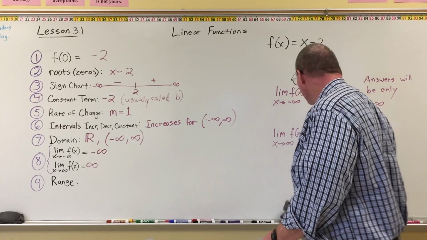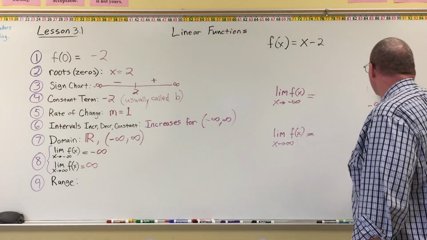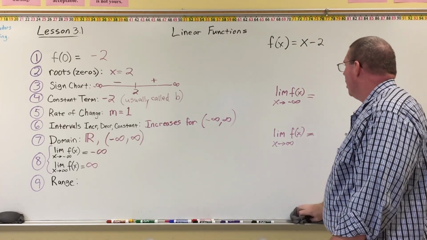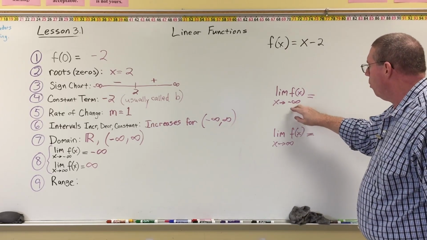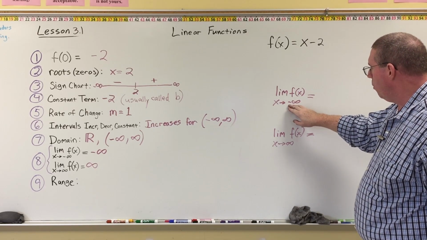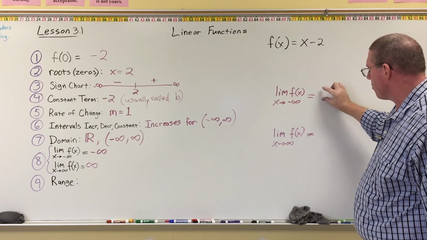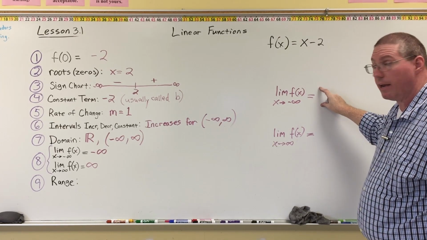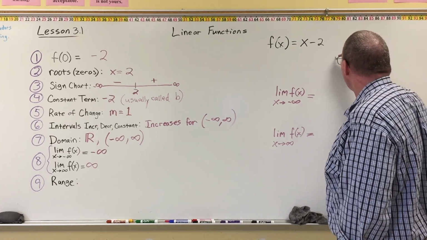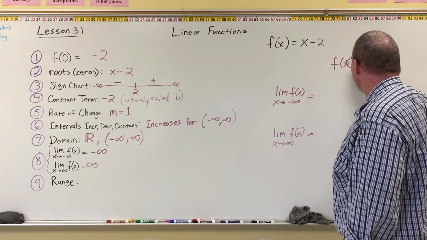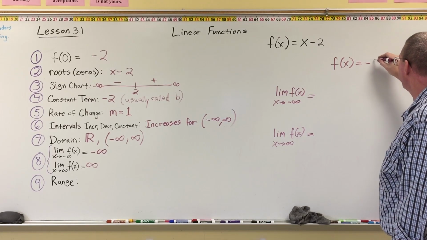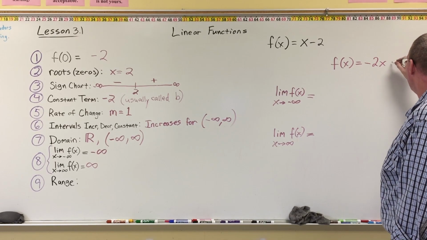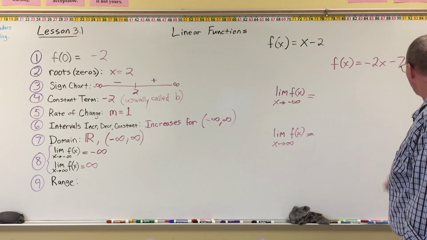Okay? Now you may say, well, Mr. Ryan, when is the answer going to be reversed? Under what circumstances would I make the answer negative infinity? Under what circumstances would this be positive infinity? Well, I'm glad you asked. Let's say that we have f of x is equal to negative 2x minus 7, okay?